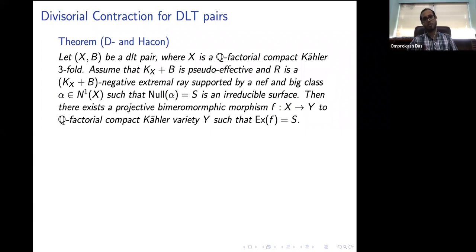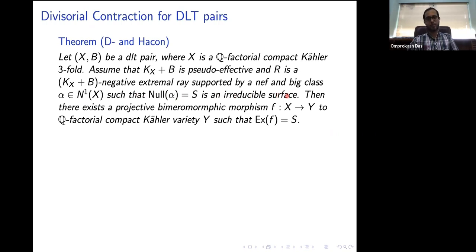So apart from, I mean, this is one of the main theorems that lets us do the log MMP. This is actually how we started this project, a joint project. I wanted to do this kind of thing. So there's a DLT pair, threefold, and then K_X plus B is pseudo-effective, and R is a negative extremal ray supported by an NF and B class, so that this is an irreducible surface.